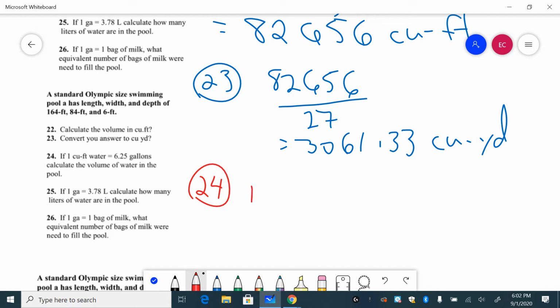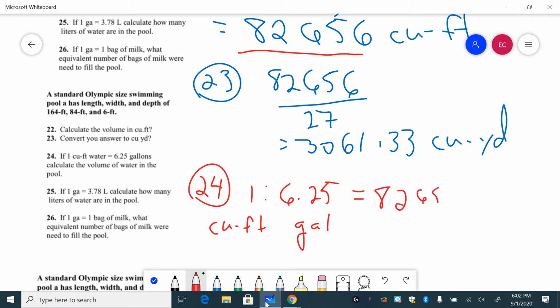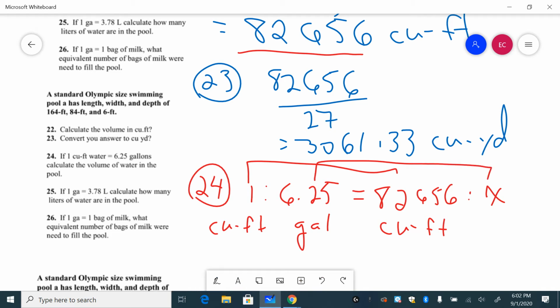So it's 1 colon 6.25. The first spot is cubic feet. The second spot is gallons. So I'm doing what I've been doing at the beginning of like 1.1, 1.2. I have an answer in cubic feet right here, so that's what I'm going to use. That's the first spot, 82,656. That's my cubic feet, and I don't know how many gallons that is. So set up your ratio, first with first, second with second. So I'll set up my fractions.